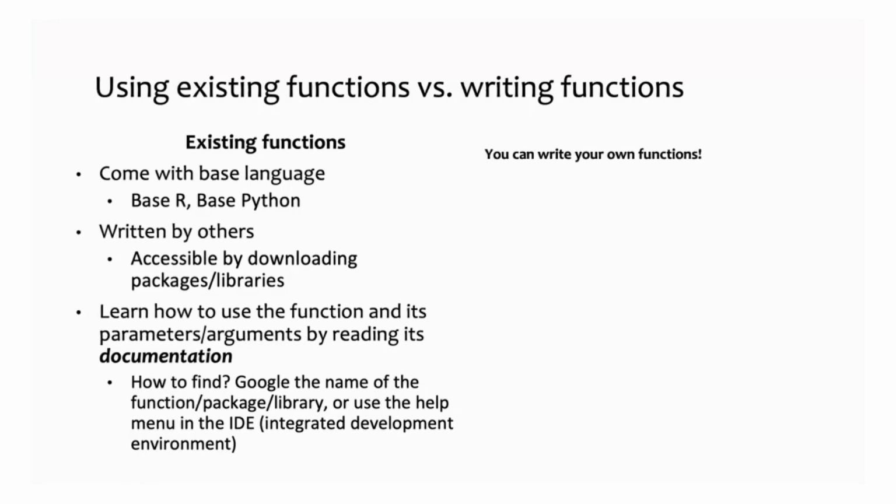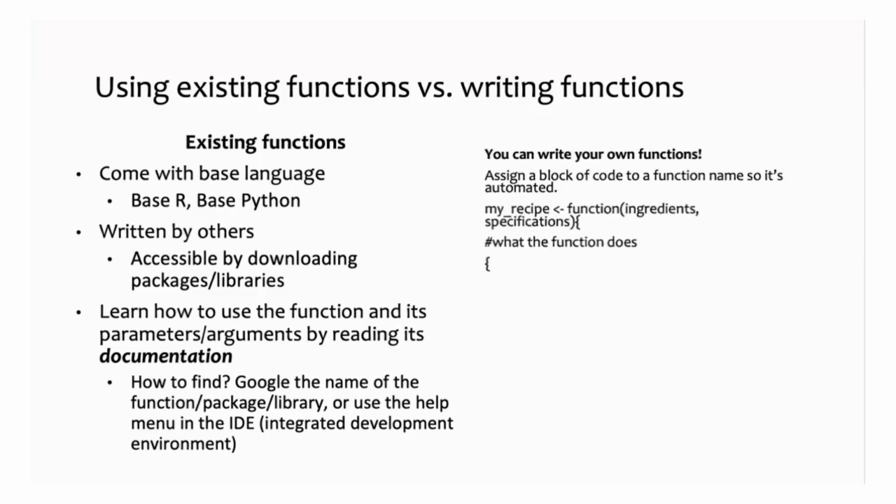But you can also write your own functions. And what this looks like is basically you're assigning a block of code to a function name so that it's automated. So if you want to automate a few lines of code, you can write it as a function. You can assign that block of code a name so that when you call that function, it executes those lines of code. So you could define a function called my recipe. You could specify the ingredients you need, and you can specify what the function does. And then instead of running that block of code, you could just call the function. So you're making it more efficient by doing that.